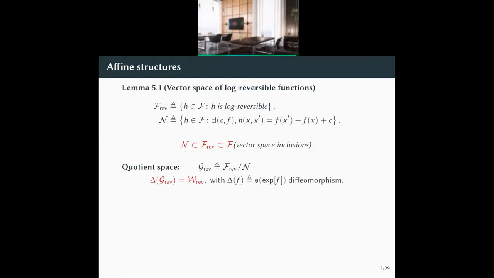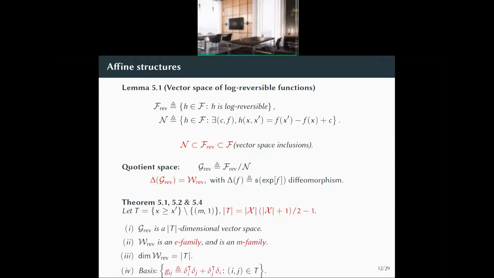This allows us to talk about the quotient space G rev of generators. And you can also see that you can map G rev to W rev using this mapping defined on the right, which is smooth. So G rev being mapped to W rev is enough for us to state the following theorem. I've merged here a few of them.